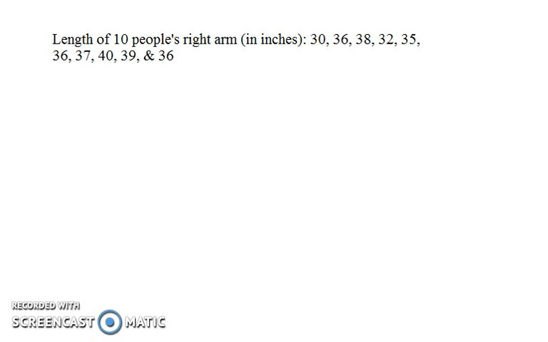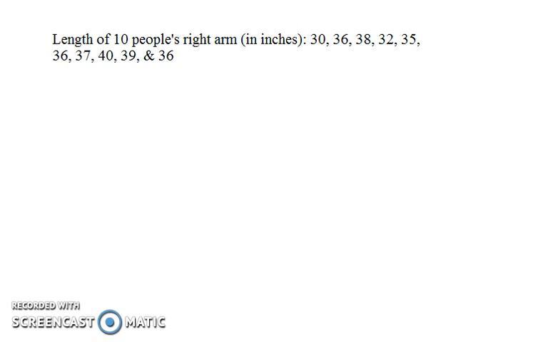So here's our statistics problem. We measured the length of 10 different people's right arm in inches, and we got 30, 36, 38, 32, 35, 36, 37, 40, 39, and 36. Alright, what we're going to do is calculate the variance, and then we're going to use that to find the standard deviation.